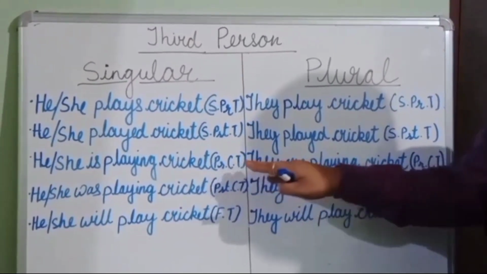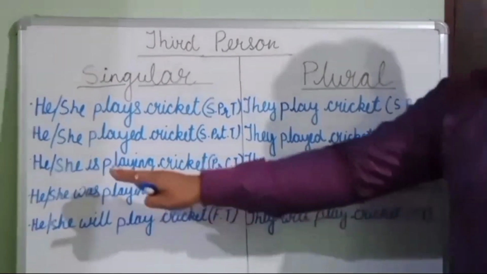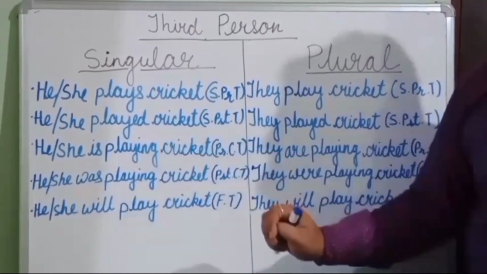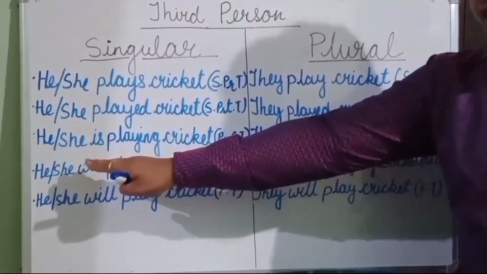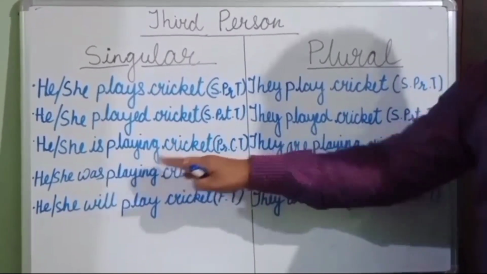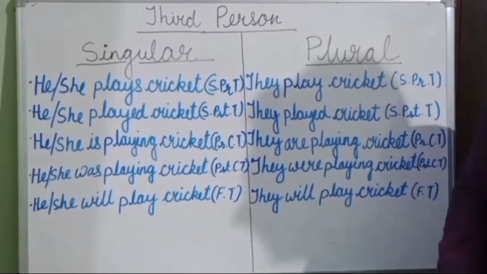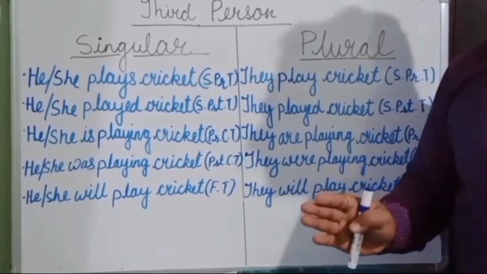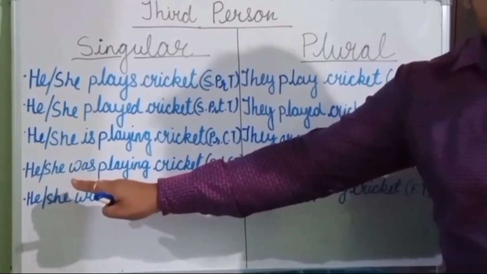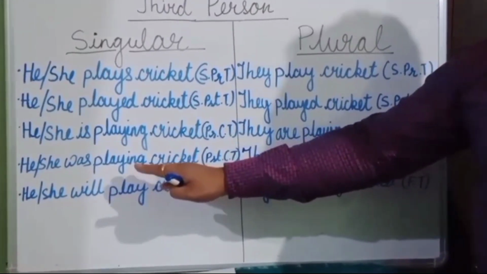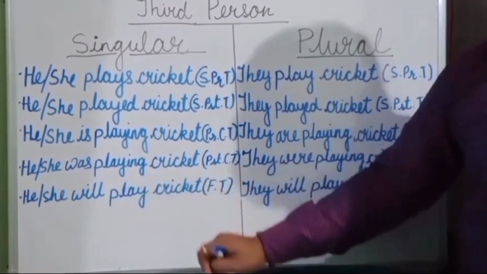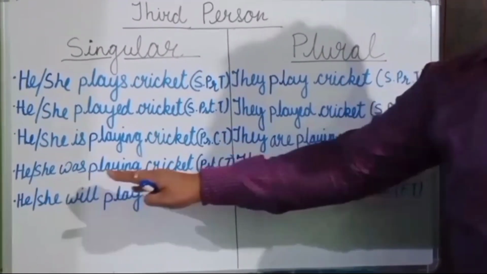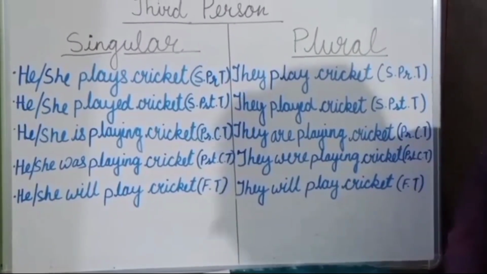In present continuous tense, we will use the auxiliary verb is and fourth form of verb. He or she is playing cricket. In past continuous tense, we will use the auxiliary verb was along with the fourth form of verb, and the sentence becomes, he or she was playing cricket.